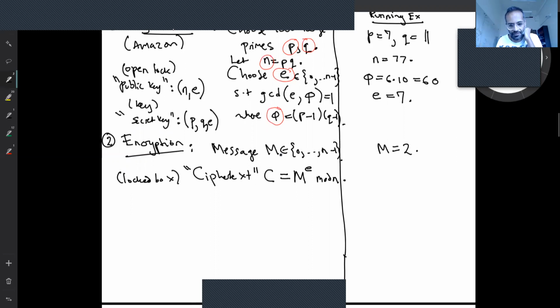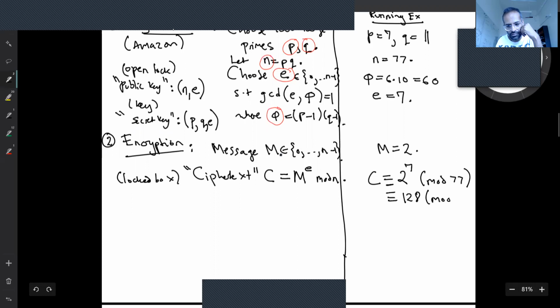So in my running example, the ciphertext C is going to be 2 raised to the 7 modulo 77. So I'm going to do this in a bunch of congruences. And okay, so what is 2 to the 7? That's 128. And so the remainder in this case will be 51.